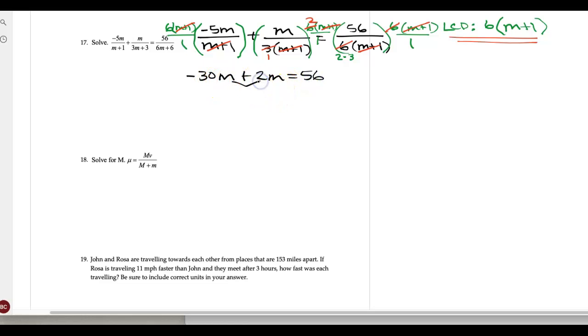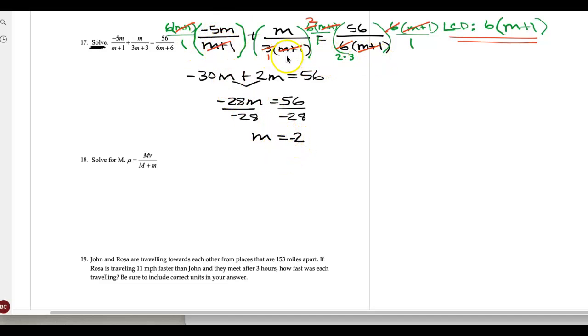Let's combine these like terms together. -30m plus 2m is -28m equals 56. Remember, I'm trying to solve, trying to figure out what m is. So how can I get m by itself here? What do I need to do now? Divide both sides by -28. What is 56 divided by -28? -2. Yep, -2.